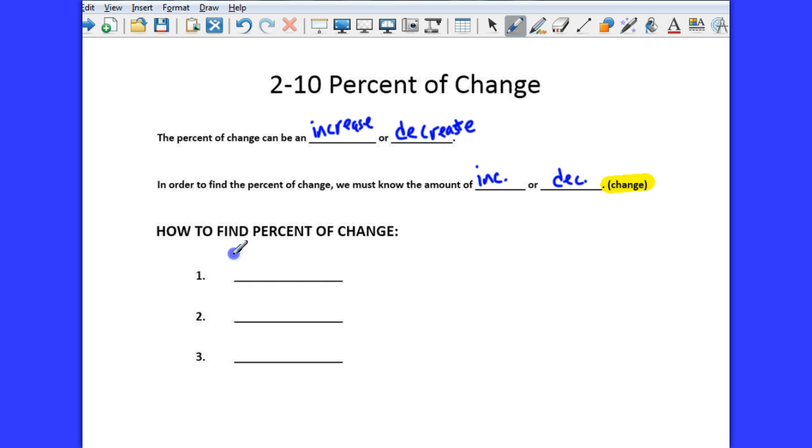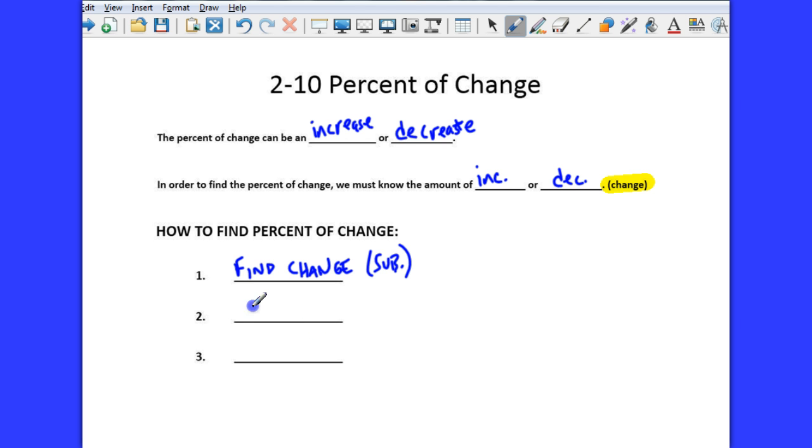The first thing that you have to do to find the percent of change, this is your how-to right here, is figure out what the change is. So find the change. You're finding the difference in something's value. So you're going to subtract, right? Anytime you would find how much something changes, you would subtract its original value minus whatever the changed value is.